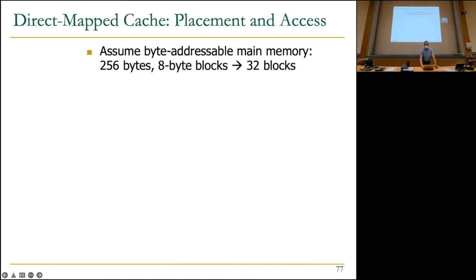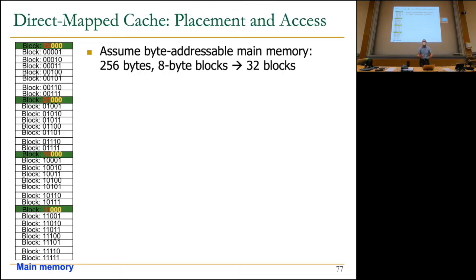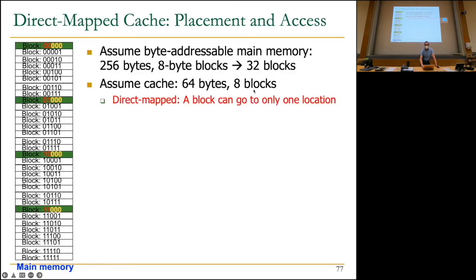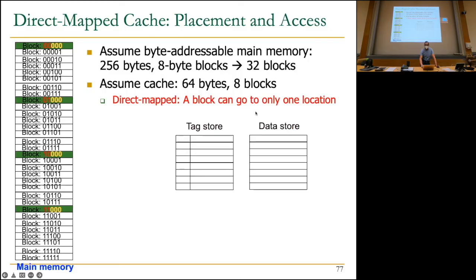So let's take a look at placement and access. If you have a 256 byte memory and 8 byte blocks, you have 32 blocks in your main memory. And your main memory looks like this. This is your entire main memory, and I show you just the block addresses, and I show the index bits and the tag bits. So you have 32 blocks. You assume a cache of 64 bytes, which is 8 blocks. Direct map means a block can go to only one location.